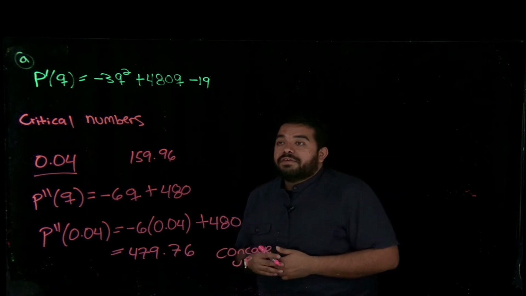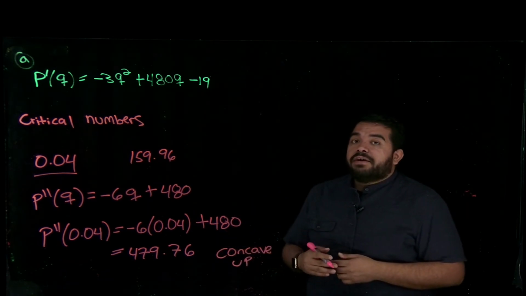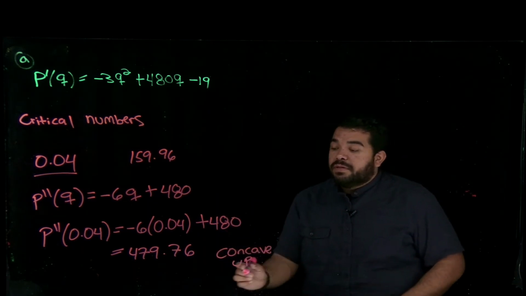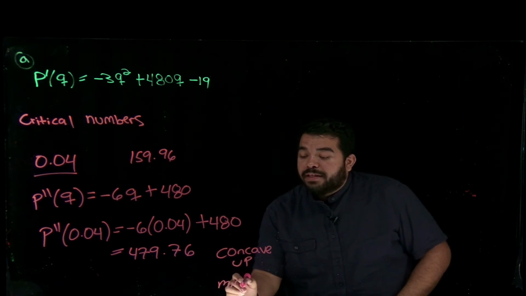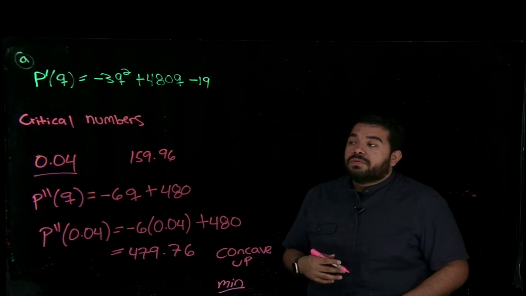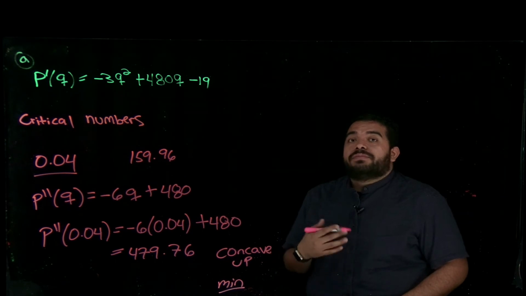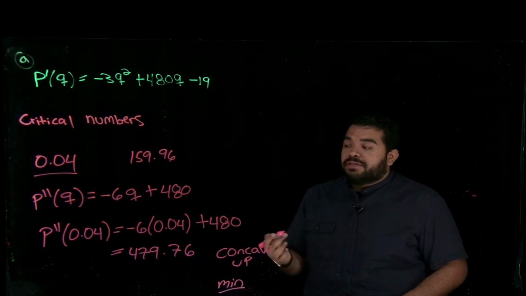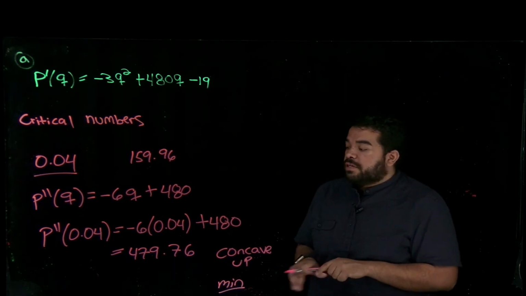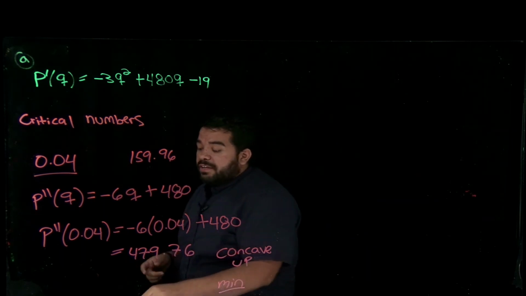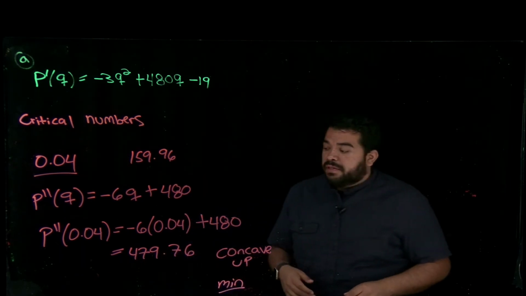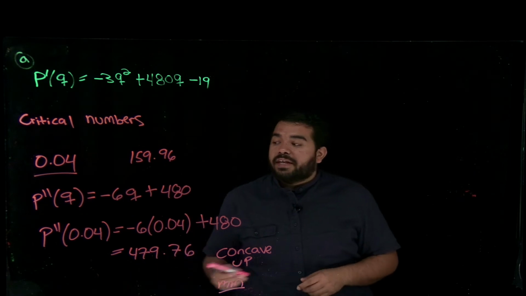And if this is concave up, at this point here, we have a local min. Is that what we want? No, we want to find the value that's going to maximize my profits. So this is not a value that I want to look for. So now let's go ahead and see if 159.96 is a maximum, which is again what I want.